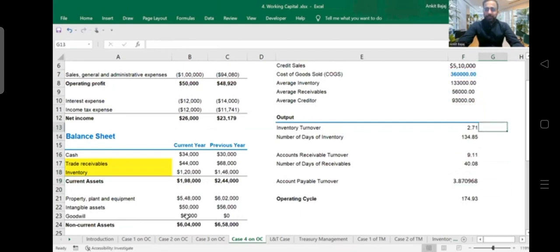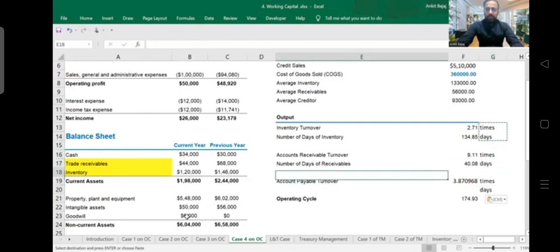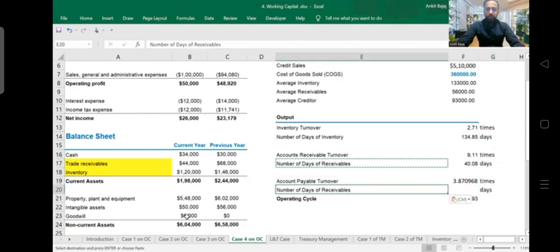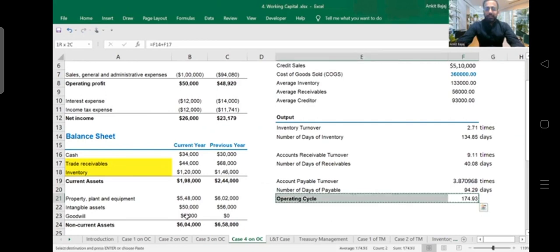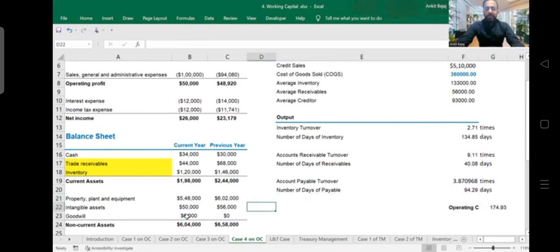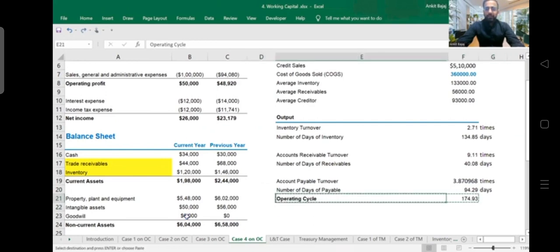So here I will write down the times, and here it is days, right? So it will be easy for you to analyze the data. And here, number of days of payable, if I want to calculate, what I will be doing, I will be taking 365 in numerator and I will divide this 365 by account payable turnover, right? So it is going to be 94.29 days, right? So this is your operating cycle.